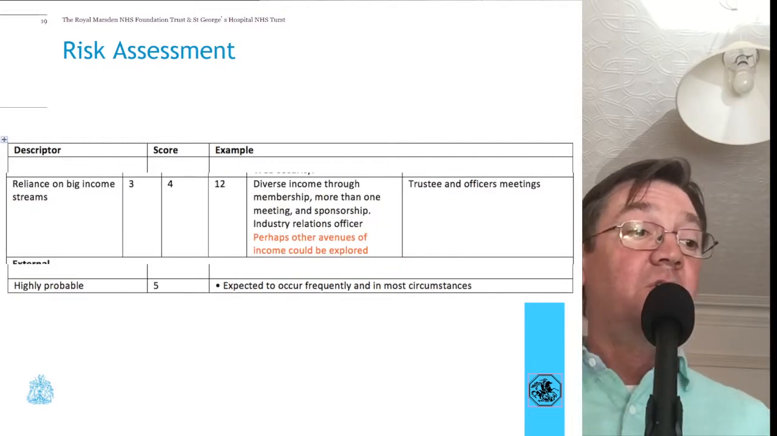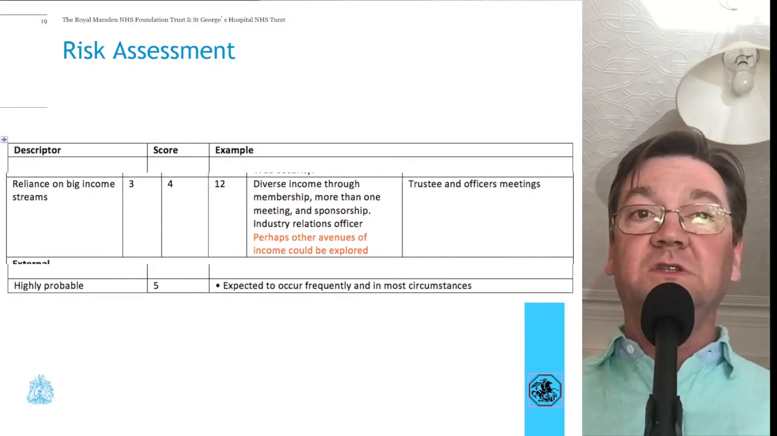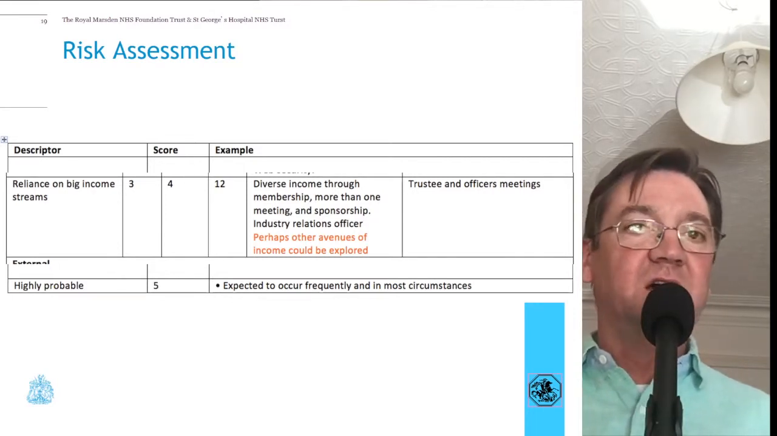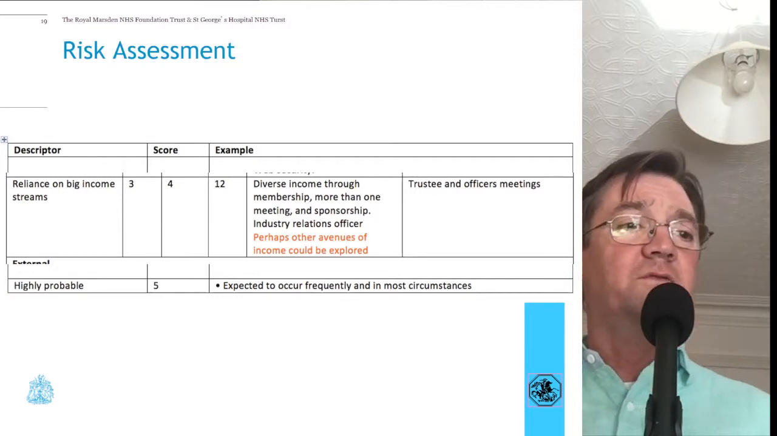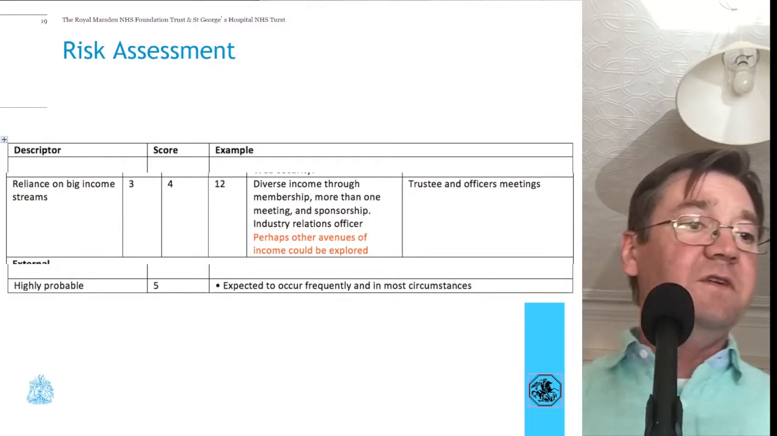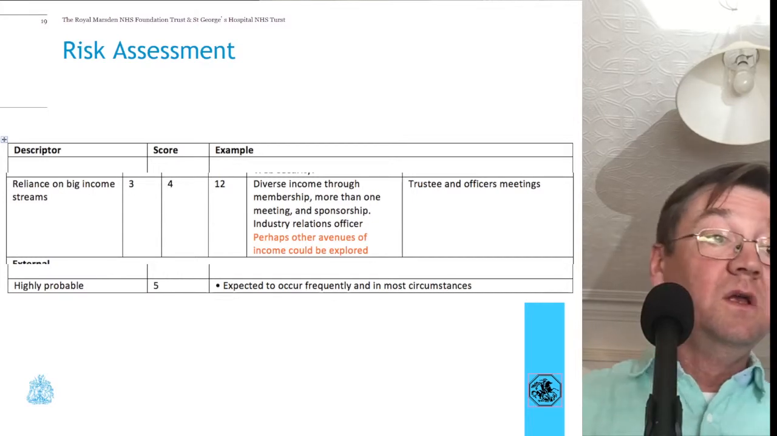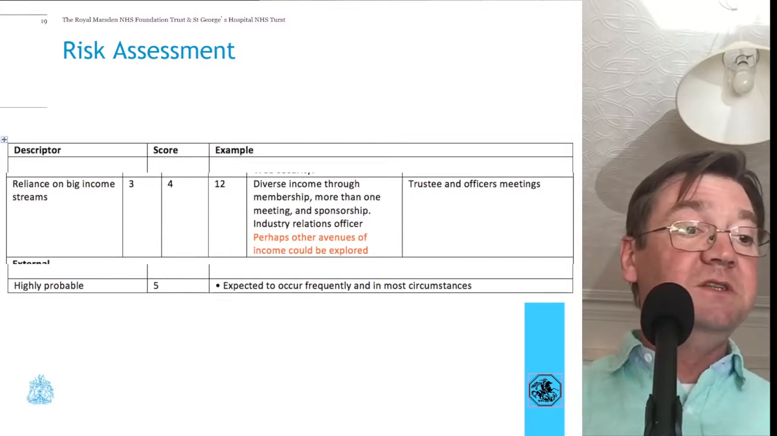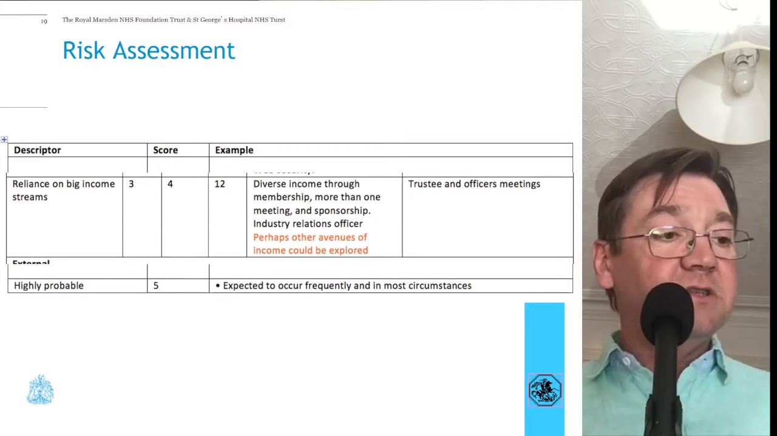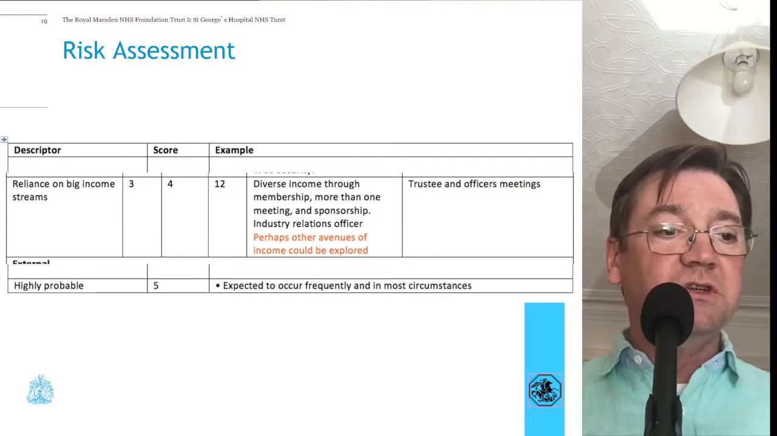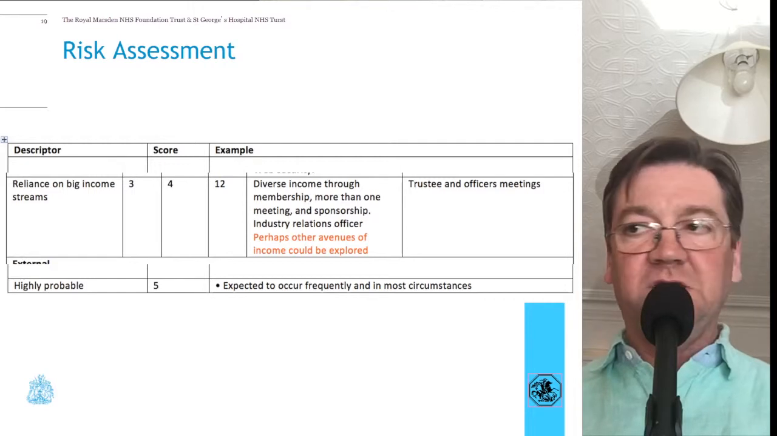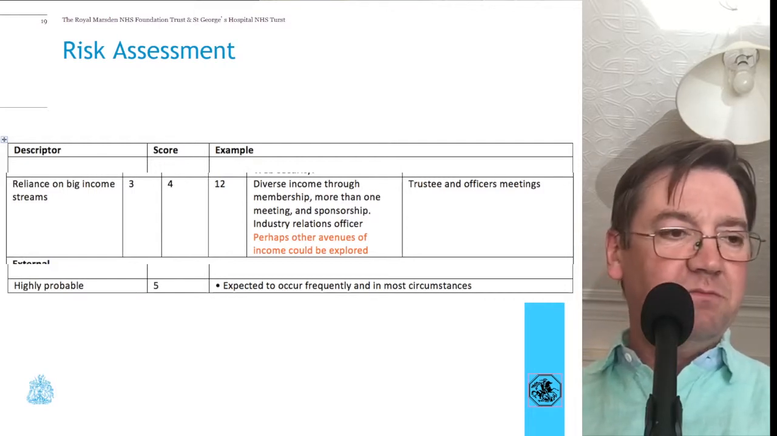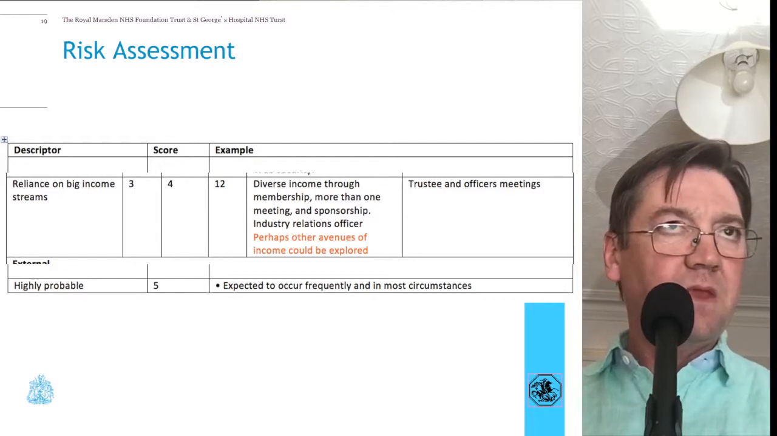So here is reliance on big income streams. Our main income in the society is our annual scientific meeting, and we therefore scored this 12, which is high. We have a diverse income through membership as well, but also through sponsorship of meetings. We felt at our last risk analysis that we should explore other avenues, and that was reported back to the officers' meeting, and in fact we've organised another couple of meetings as a result of this.